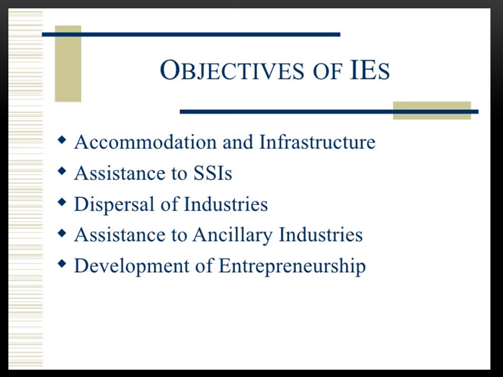The main objectives of industrial estates are accommodation and infrastructure, assistance to the SSIs. SSIs means small scale industries. Then the dispersal of the industries, assistance to the ancillary industries, and the term ancillary industry refers to an industry which supports the main industrial activity in a given region or in a given city, and then development of entrepreneurship.